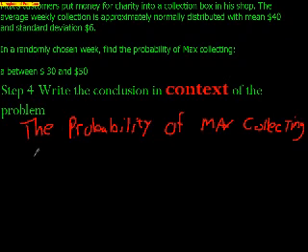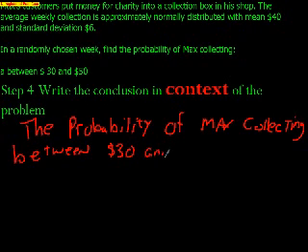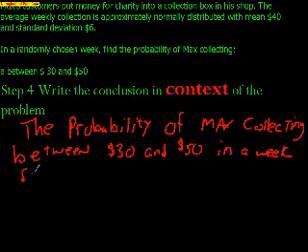between 30 and $50 in a week is 0.9044. And I like to round to 4 decimal places.